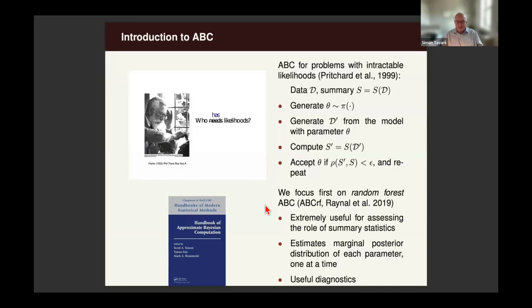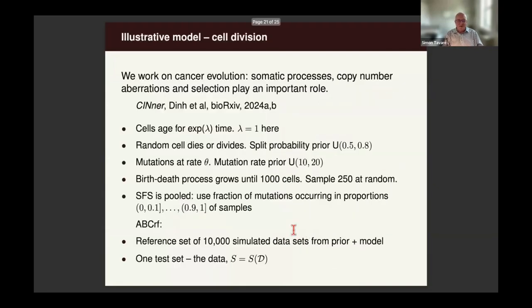First of all, it's extremely useful for dealing with summary statistics. One of the standard problems with ABC is deciding which statistics you want. The beautiful thing about random forests is that they get rid of that decision for you. You put in anything you like, and you will get back something plausibly sensible. It also has very useful diagnostics, but it unfortunately only does things one marginal parameter at a time, but it does it very nicely. So here's my toy example.